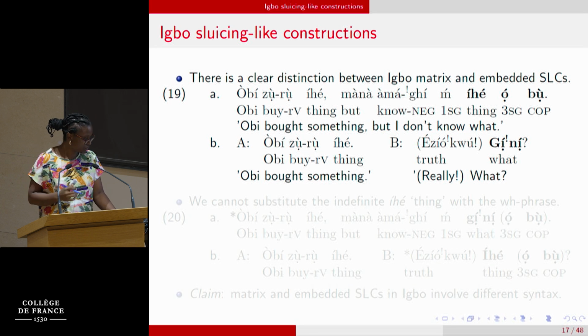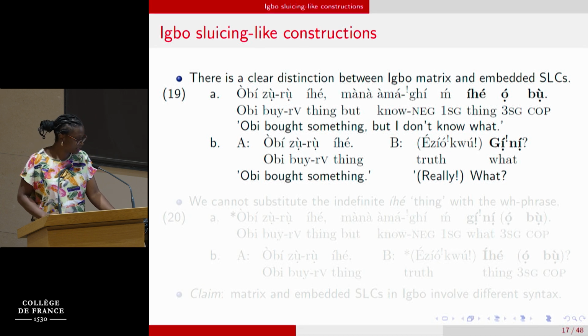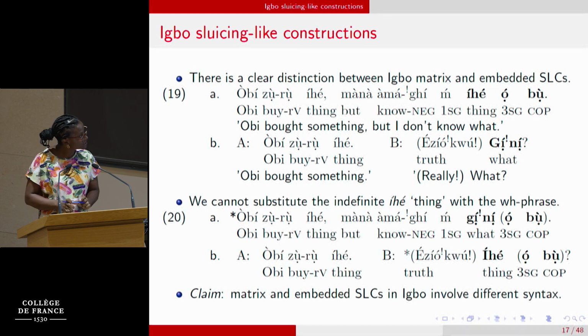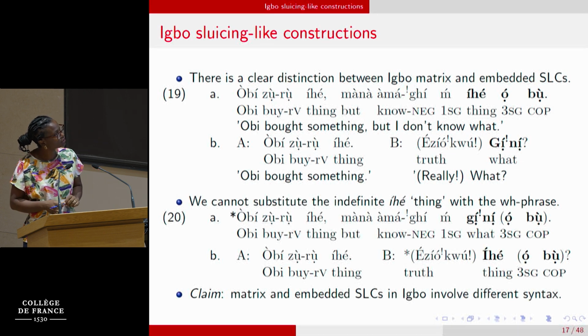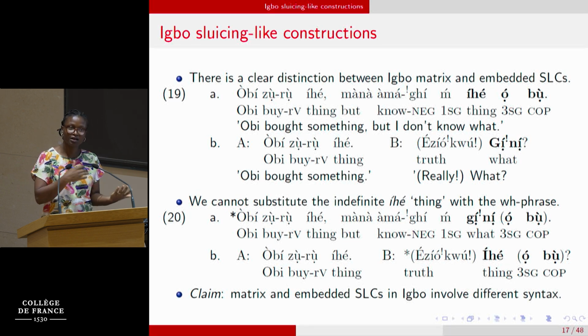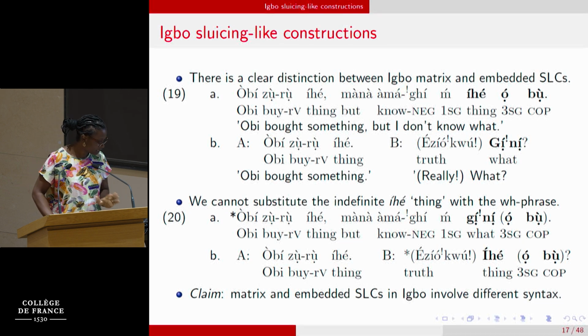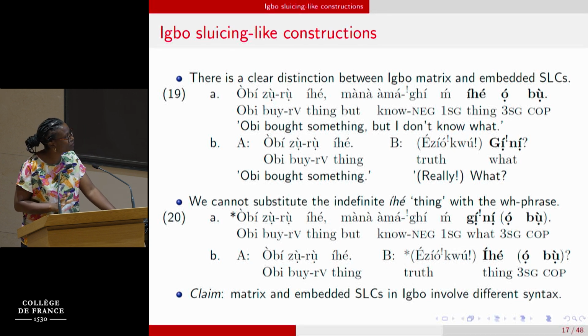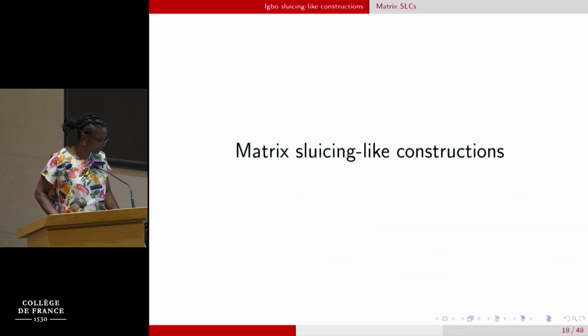Yes. So now, looking at the sluicing-like construction in Igbo, the basic data I showed you earlier is that we see this clear distinction between matrix and embedded sluicing-like constructions. The example here in 20 is to further show that we cannot substitute the word in the embedded context, where I showed you earlier that we cannot get the WH phrase, but rather we have this indefinite element followed by the third person pronoun and then the copula. So the claim I'm making here is that they involve different syntax, but even though they involve different syntax, I'm going to argue that they both stem from copular clauses in the language.